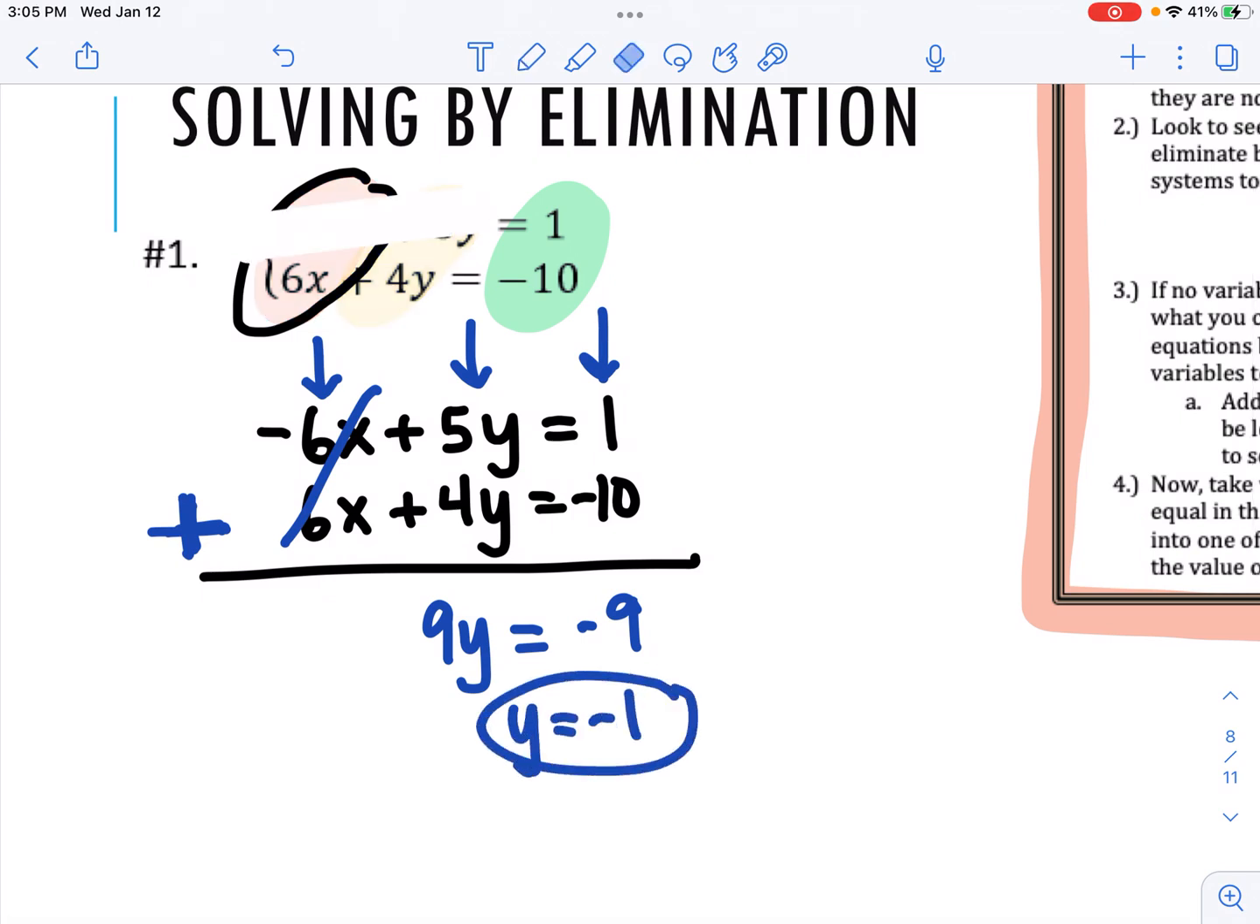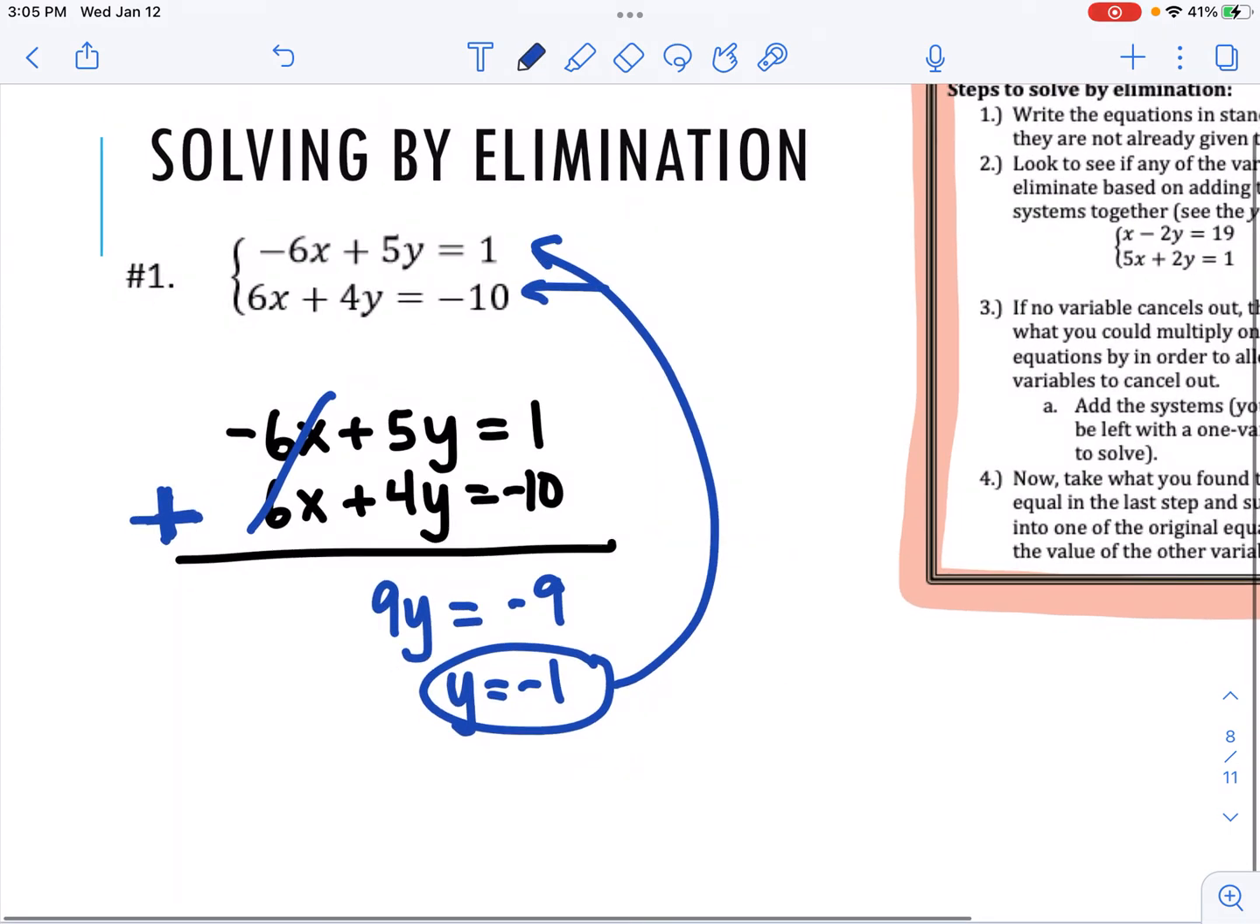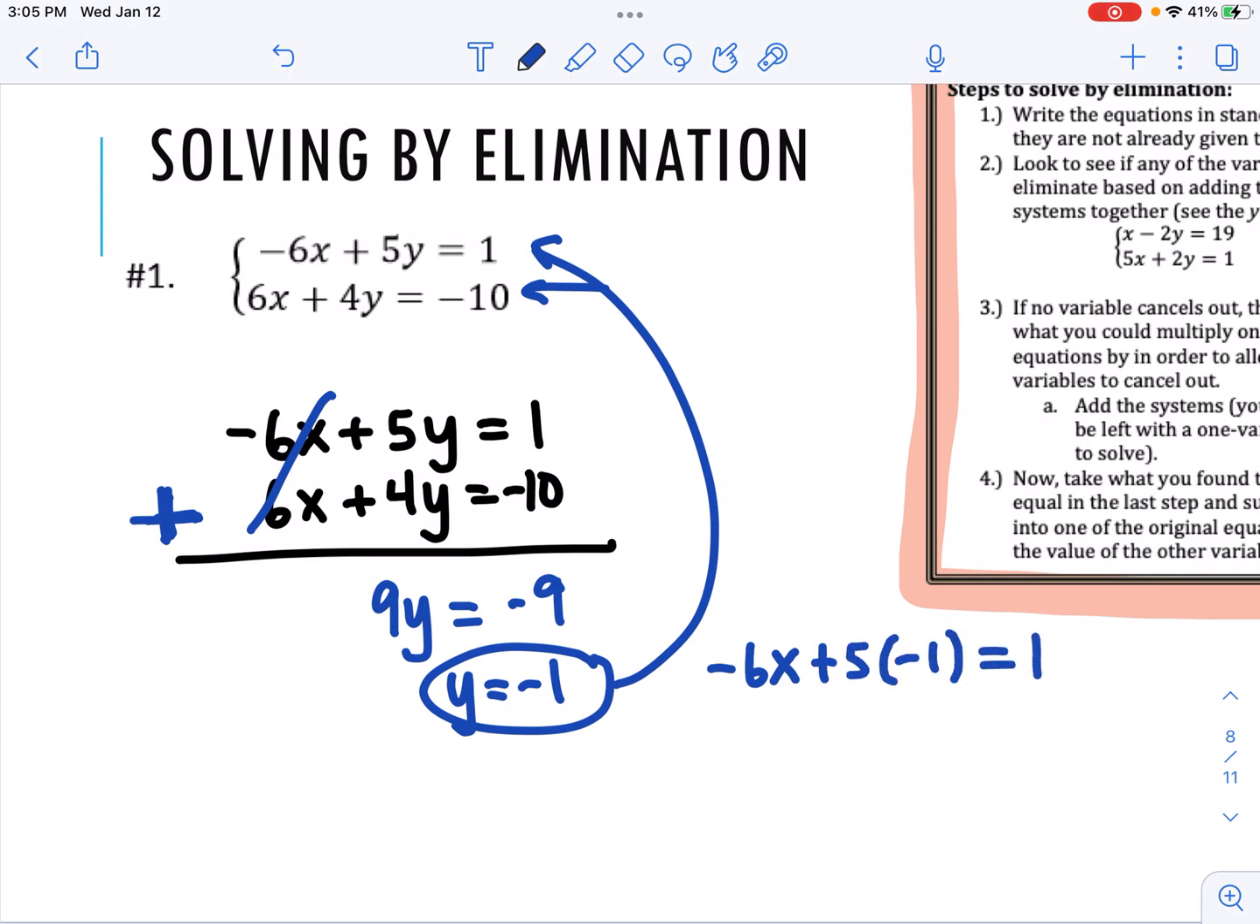Once we have one of the variables, then we can go back and plug this into either the first or the second equation. So for here, it does not matter. I'm just going to use the first equation, negative 6x plus 5 times negative 1 equals 1. It doesn't matter which equation you use.